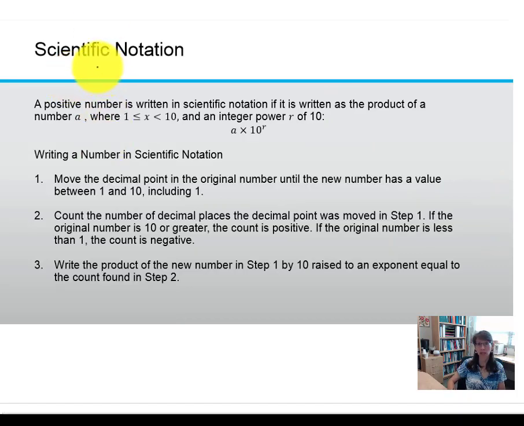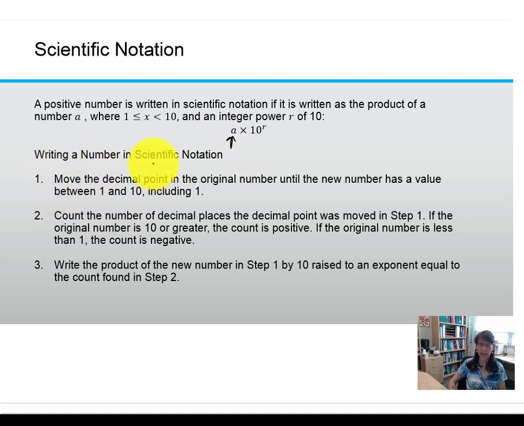Now let's talk about scientific notation. A positive number is written in scientific notation if it is written as a product of a number A, where 1 is less than or equal to A and A is less than 10, and an integer power r of 10. So what that means is we have some numerical base, and it's multiplied by 10 to a power. That base A has to be a number between 1 and 10, but it cannot be equal to 10.